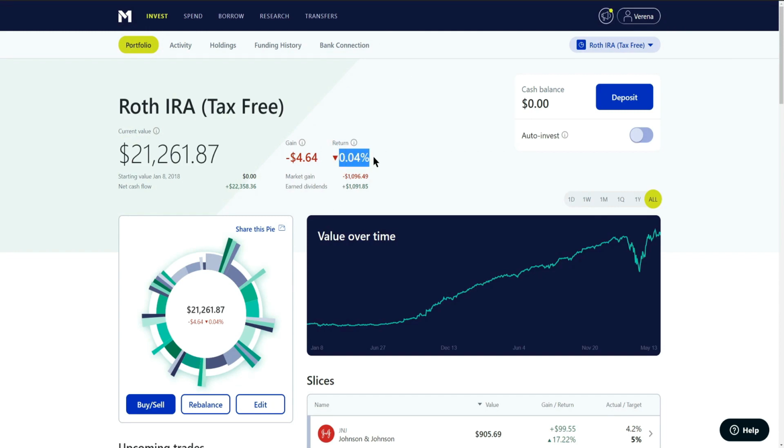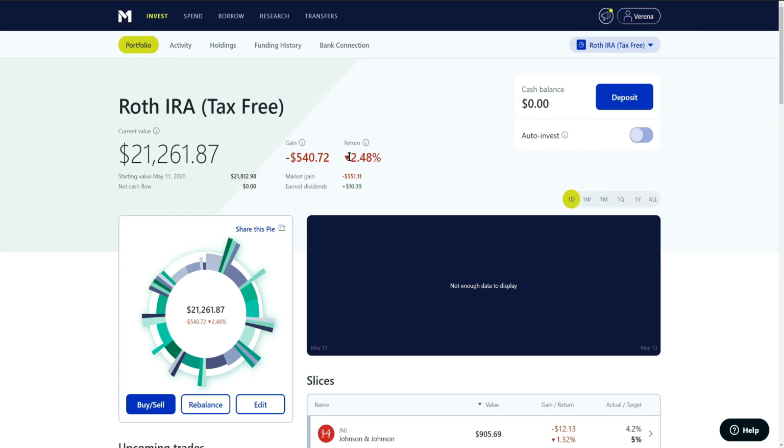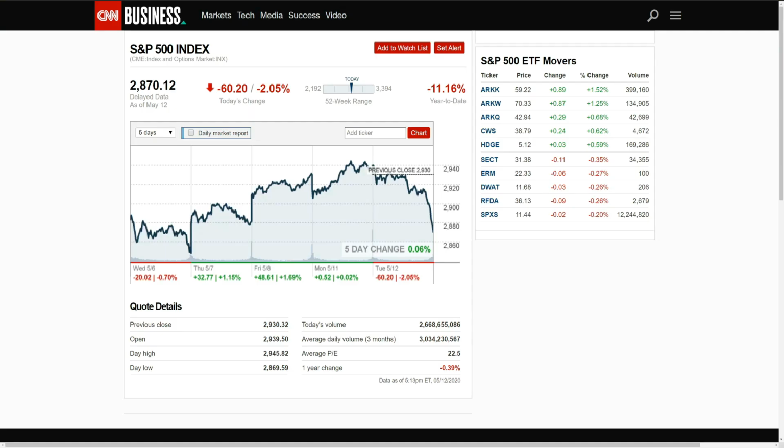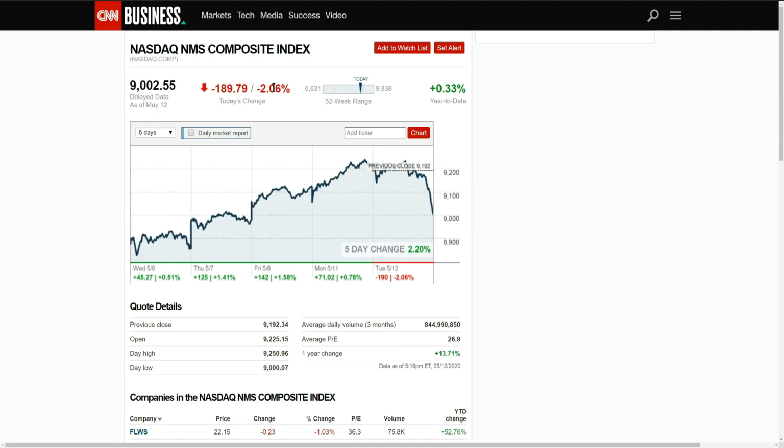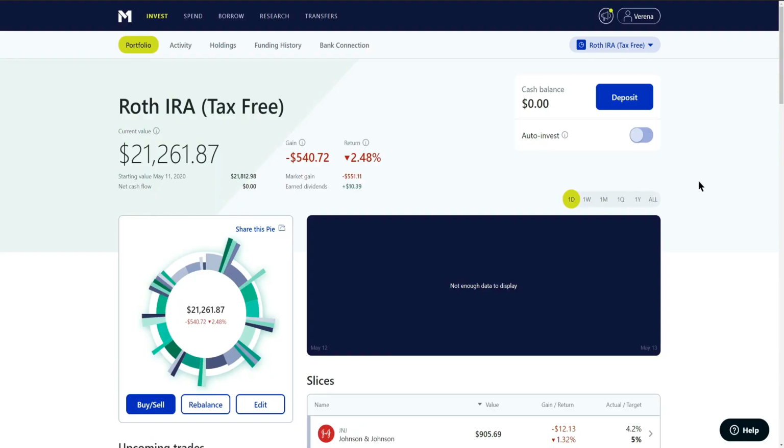Monday this week was actually pretty positive. Today we can see here this portfolio is down roughly 2.48. The S&P 500 on the day is down 2.05, Dow Jones 1.89, and the Nasdaq down 2.06. So there's definitely some volatility out there, but we're already trading so high here in such a short time after having come down so low, those 30%.